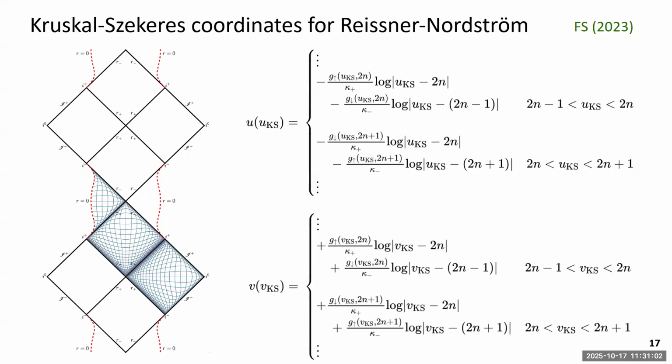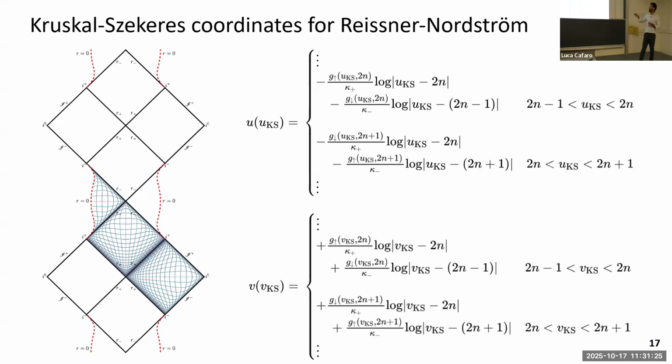Excuse me. Are you taking into account matching conditions between Friedman, Robertson, Walker, and Schwarzschild? So right now we're just doing vacuum geometries. I will come back to the interior of the star and the presence of the star later on. Okay, thank you.